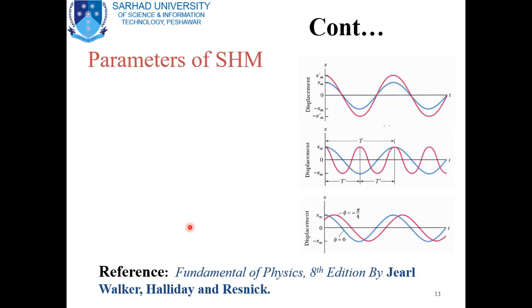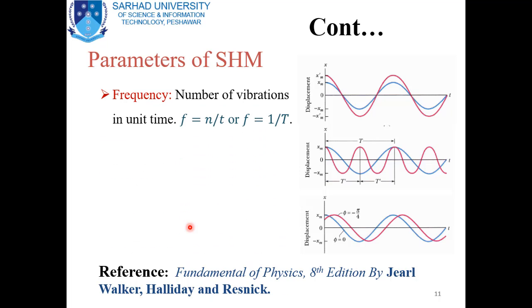The other parameters of simple harmonic motion, in which frequency is one of them. Frequency is defined as the number of oscillations in unit time, and can be given as f, which represents the frequency, is equal to n divided by t, where n is the number of oscillations and this t can be the time period when n is equal to 1. So f is equal to 1 by T. The SI unit of frequency is hertz or second inverse.